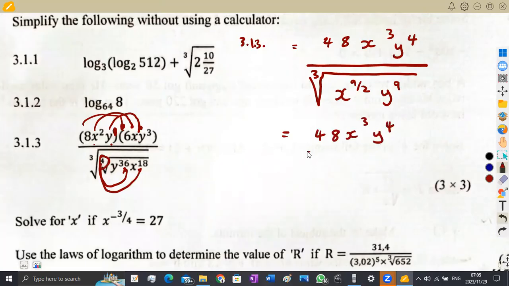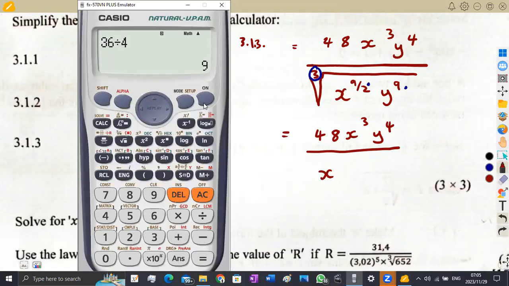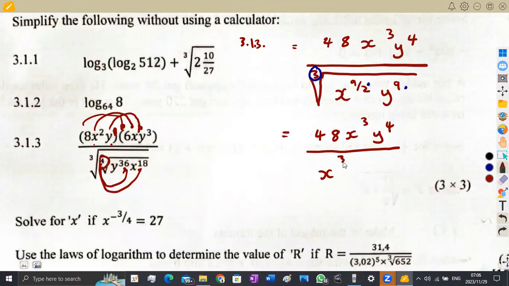y to the exponent of 4, everything over. Since we've got a 3 this time, we're going to divide each exponent here by 3. So the part of x is going to be x to the exponent of 9 over 2. We divide it by 3. All right, so that will be 9 over 2, and then we divide by 3. So this will give us 3 over 2. So that's x to the exponent of 3 over 2. Then the part of y here, we do the same. 9 divided by 3. So that will be a 3, okay?